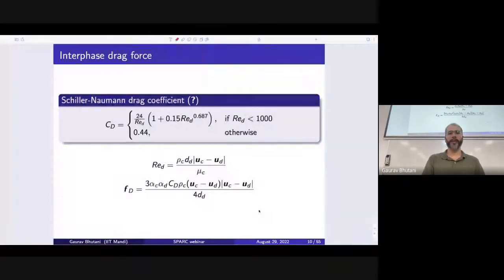Okay, so in this model, we say that the drag force depends on certain quantities: the volume fraction of the continuous and the dispersed phase, the density of the continuous phase, and the relative velocity between the two phases. Because if the two phases move together with the same velocity, that is relative velocity 0, then they won't apply any force on each other. It's only the relative velocity that results in one moving against the other, creating a drag force. And then it also depends on the size of the dispersed phase. That's where the diameter of the dispersed phase comes into the picture.